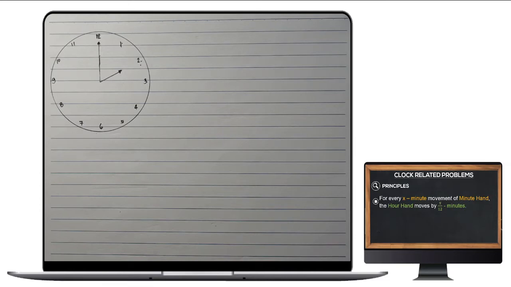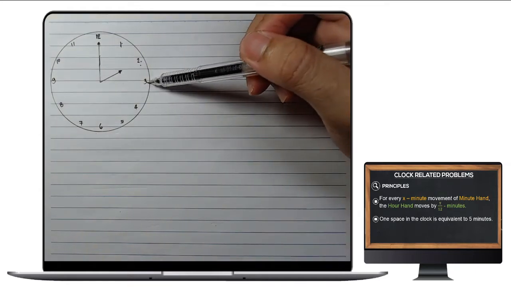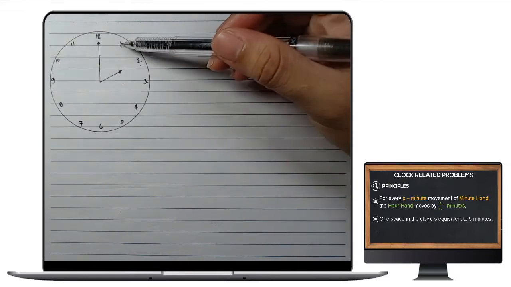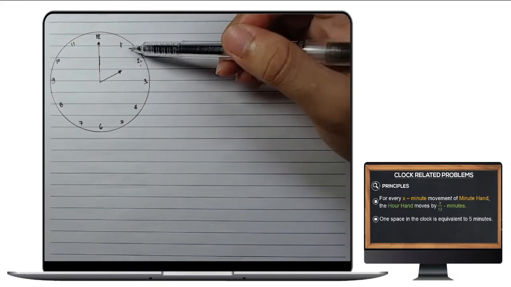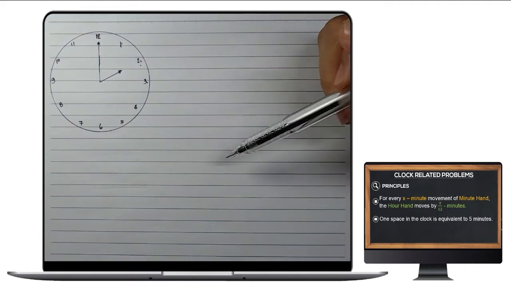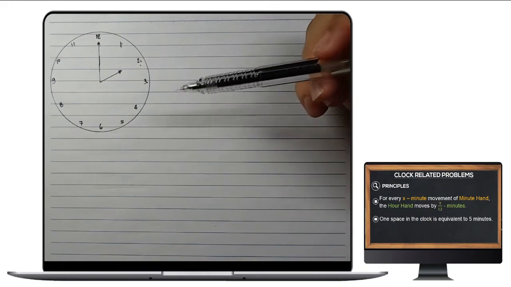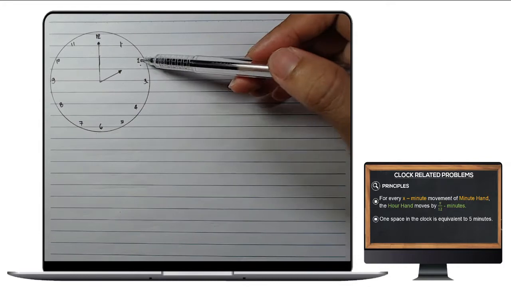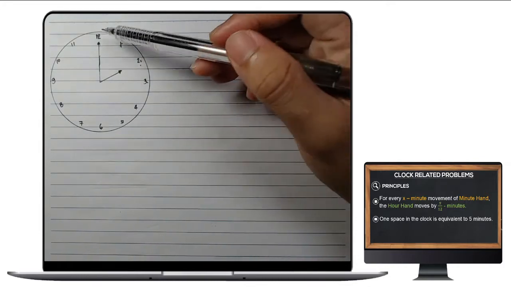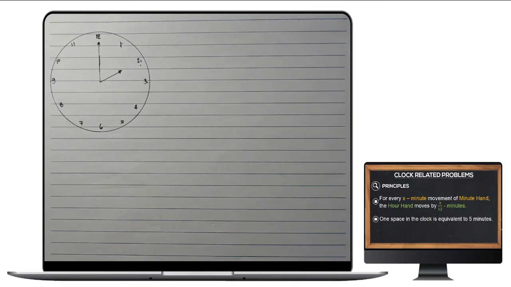Second principle. So, second principle natin, one space in the clock is equivalent to 5 minutes. So, as I've said a while ago, yung pagitan natin between the 2 o'clock mark and the 3 o'clock mark is 5 minutes. Between 1 o'clock and 2 o'clock is 5 minutes. So, every space dito sa mga ito, that is equivalent to 5 minutes. So, yun naman ay familiar tayo since elementary. So, tinuturo na yun sa atin sa clock. So, this is 5, 10, 15, 20, 25, and so on. Okay, until we reach the 12 o'clock mark. So, the second principle is quite general.